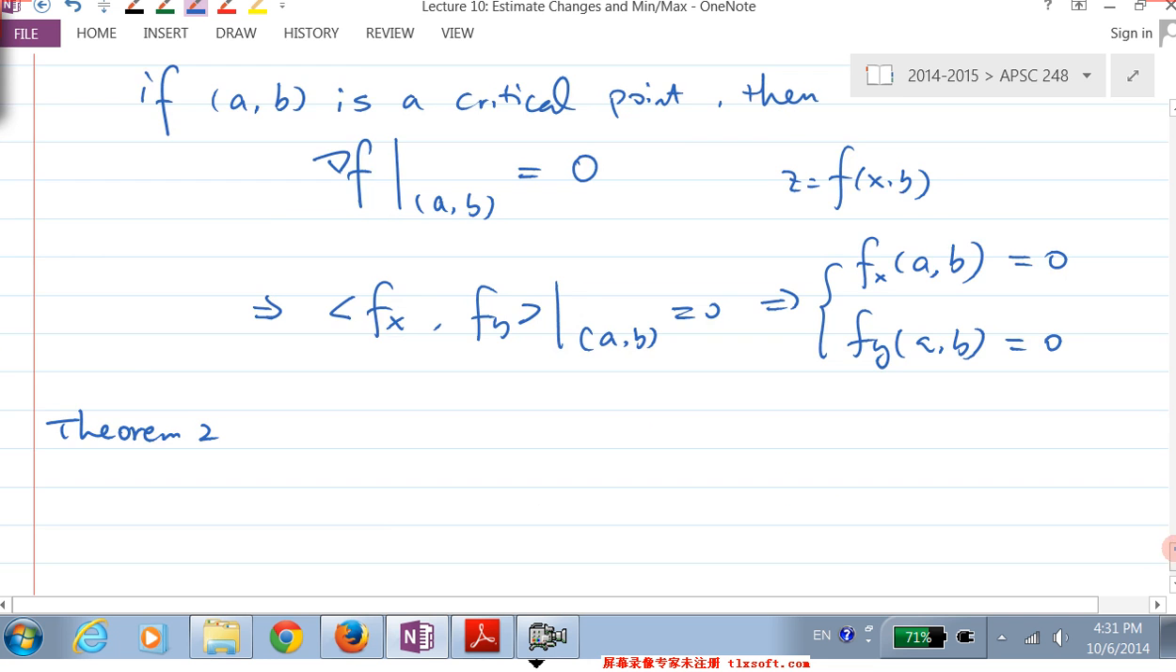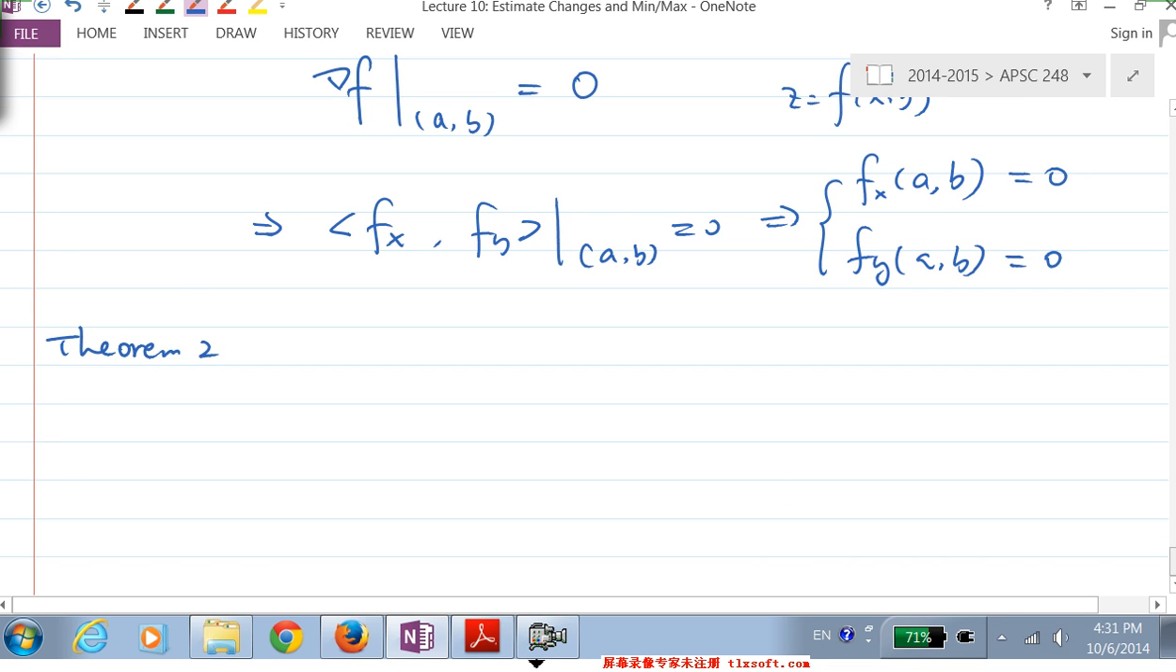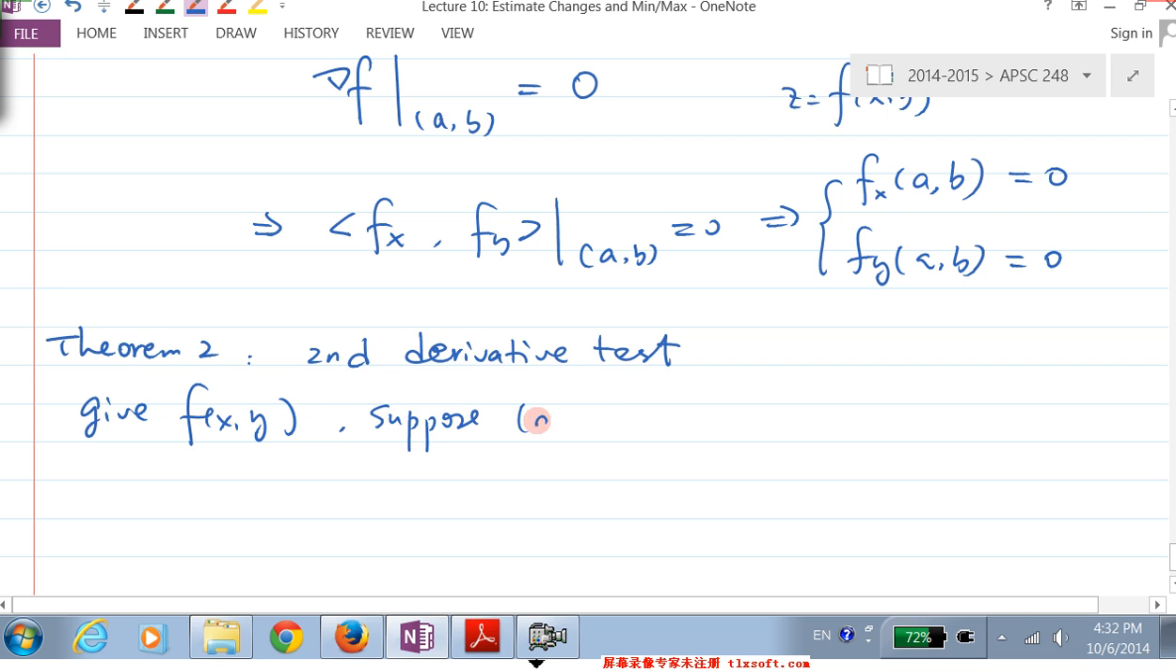Theorem number 2 is a little bit more wording to write here. It's more like the second derivative test for a scalar function. So we still call it the second derivative test, but this is a more general second derivative test, compared to the scalar function, where the function is one variable. Given this function, suppose that AB is a critical point.